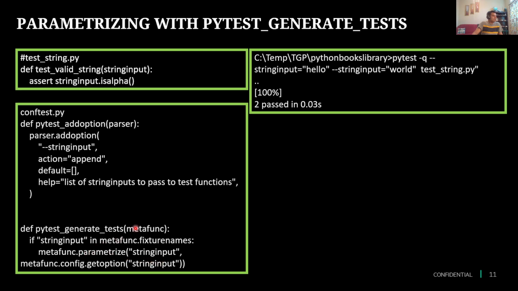In this scenario, we have passed two string inputs, hello and world, and we can see that two test cases were selected at runtime and ran. So that's the beauty of pytest_generate_tests. Now let's change gear and take a look at the live run.